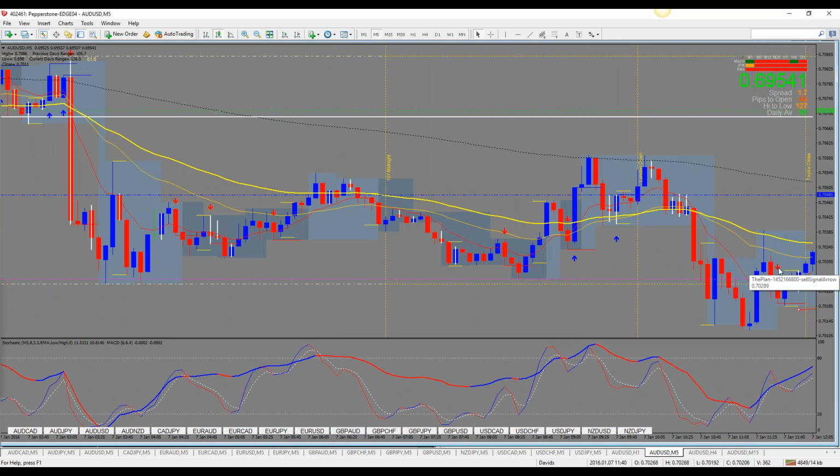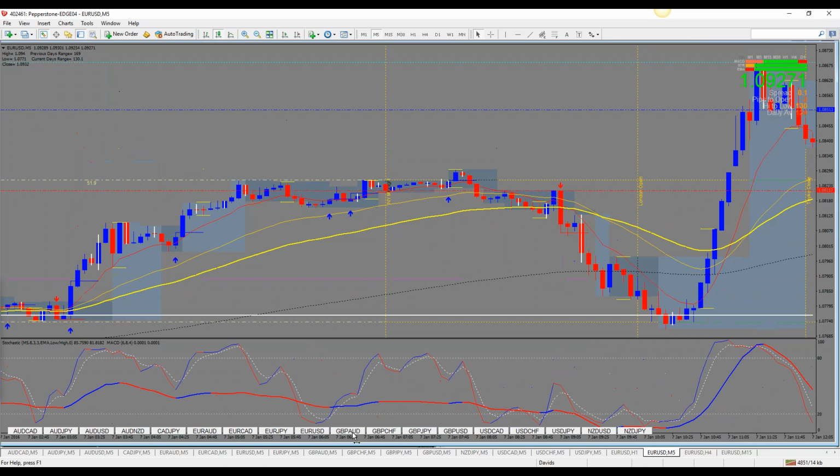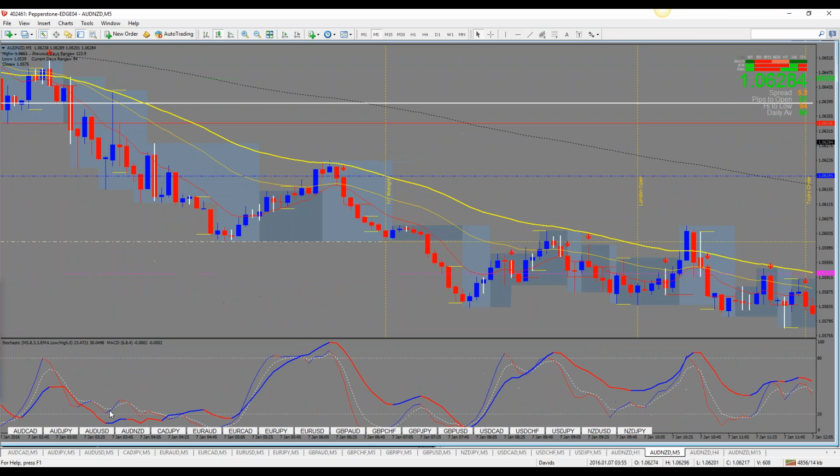It would ping me, and it would then put up a box that said you have an inside bar short on the Aussie dollar or the euro dollar. And if it's on the euro dollar, then I can quickly click on the euro dollar and say, oh yeah, there's my inside bar, or what have you. Okay.